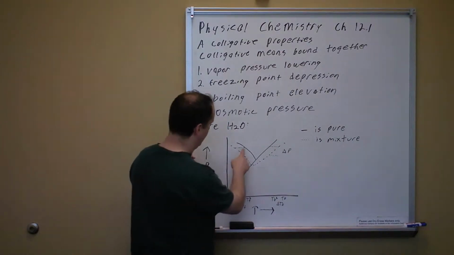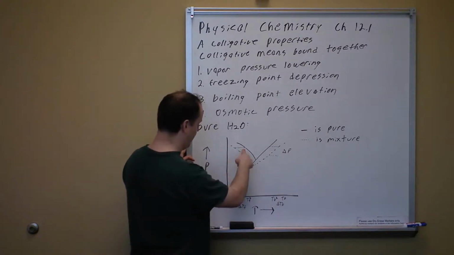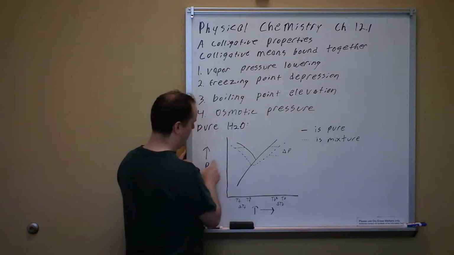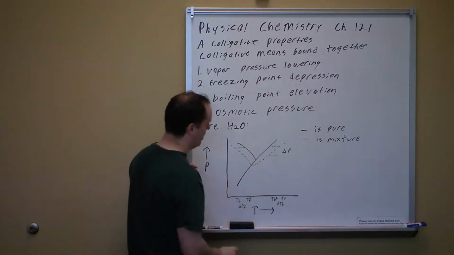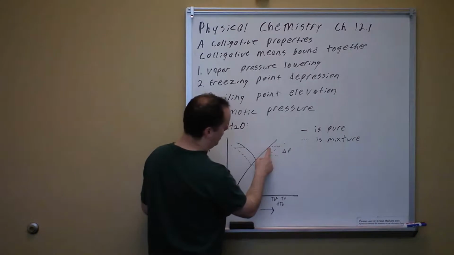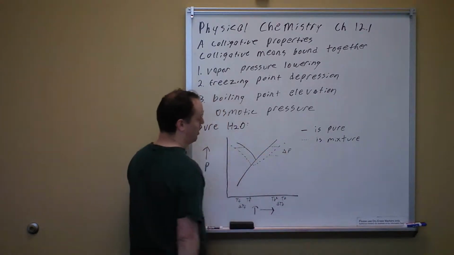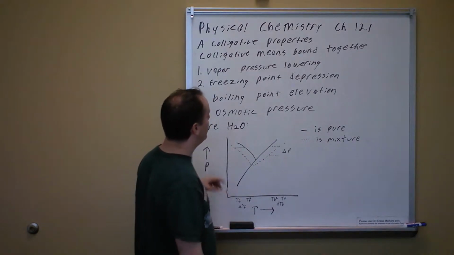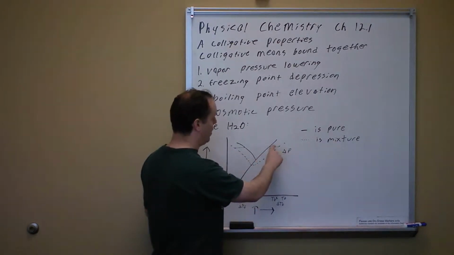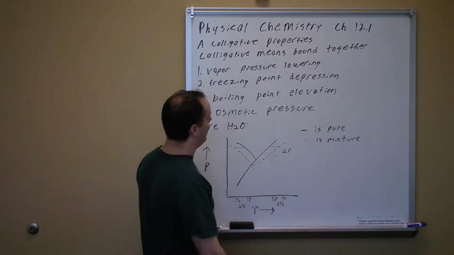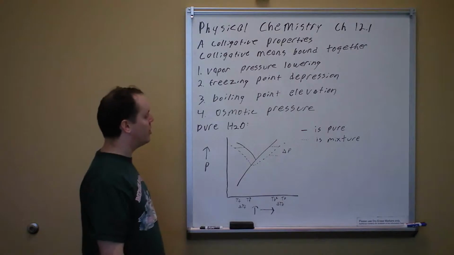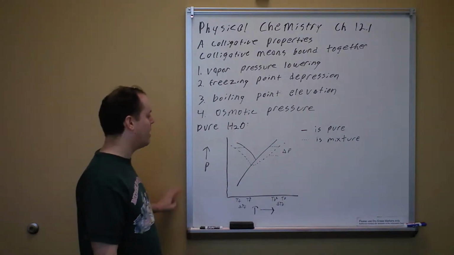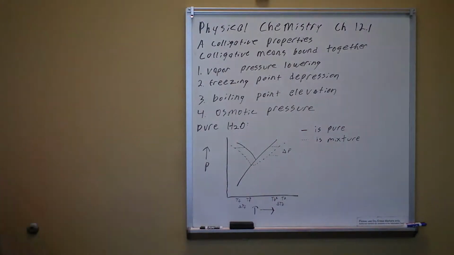So what's going to happen, the freezing temperature of the pure substance is going to become a lower freezing temperature. So we're going to have a change in the freezing point. And then our boiling point, pure, is going to become a higher boiling point. So this is our boiling point elevation. And then because of this, we're also going to have a lower pressure. So this is our vapor pressure depression. And then we can't show osmotic pressure on this diagram, but we will be talking about all four of these later anyway.